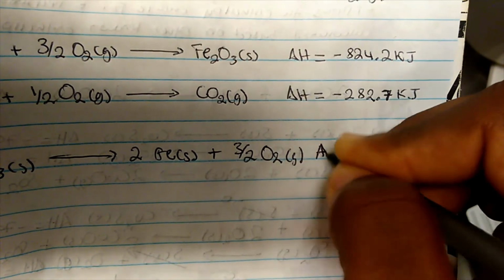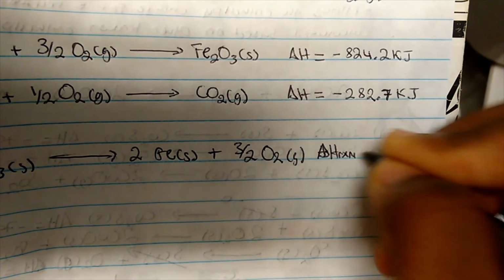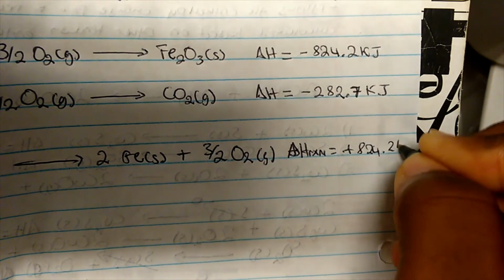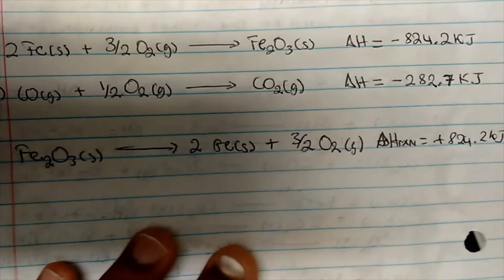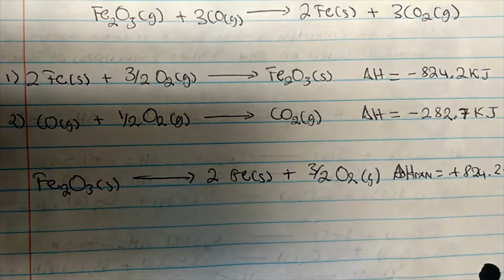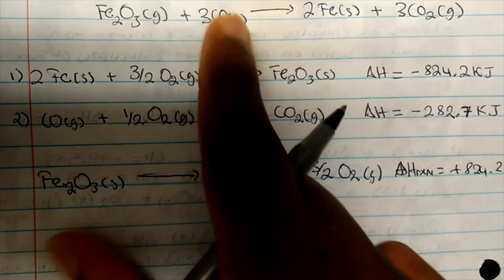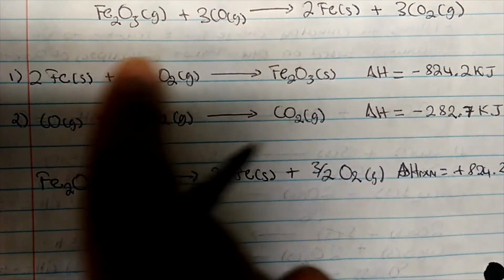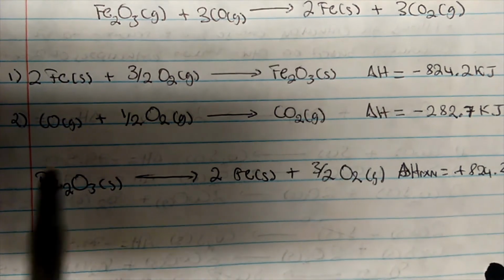so this now becomes positive. So the change in enthalpy of this reaction is actually positive 824.2 kilojoules. Okay. Now what is the next thing we have? We have 3 moles of carbon dioxide as a reactant. Well, we just used this equation, so this equation is no longer valid. We can't use it. The only one we're left with is actually this.